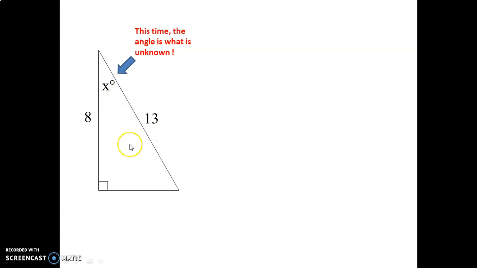Alright, in this one we see the angle is the unknown. We can still use trigonometry because we have two sides that are known. So we are going to use cosine because cosine brings the adjacent over the hypotenuse sides together.